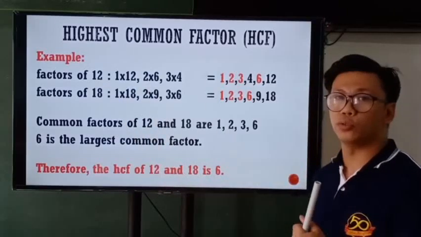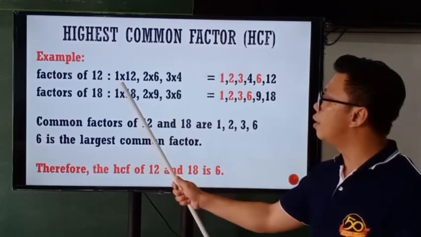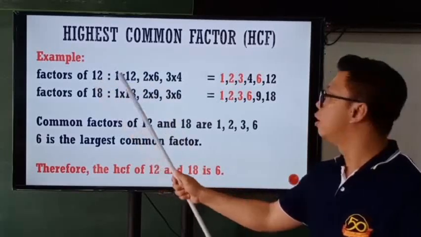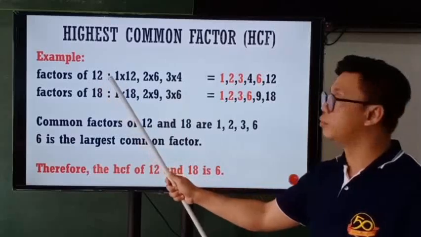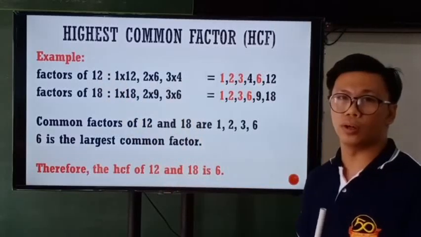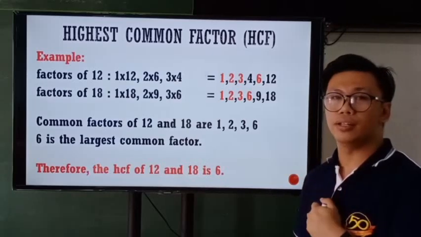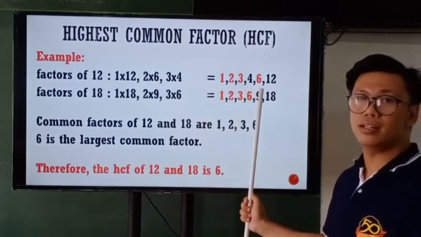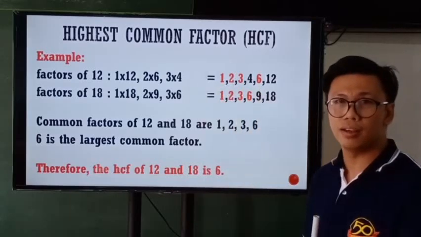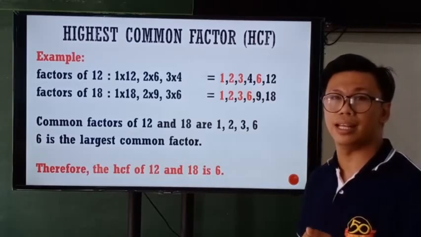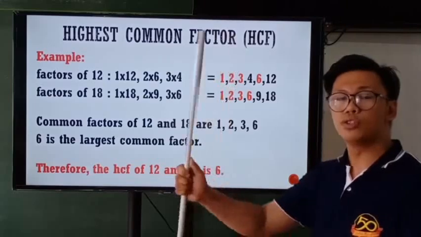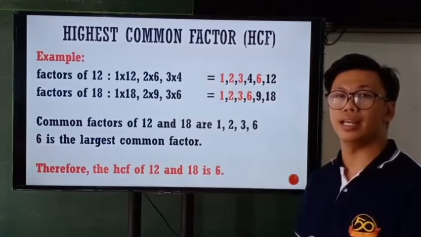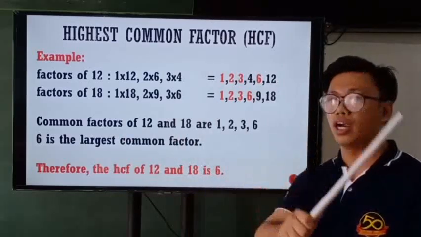So what are the factors of 12? We have 1 times 12, the answer is 12. 2 times 6, the answer is 12. 3 times 4, the answer is 12. So those are the factors of 12. After getting them, we will list the numbers in ascending order. What is ascending, class? Very good. Ascending is ordering numbers from smallest to largest.